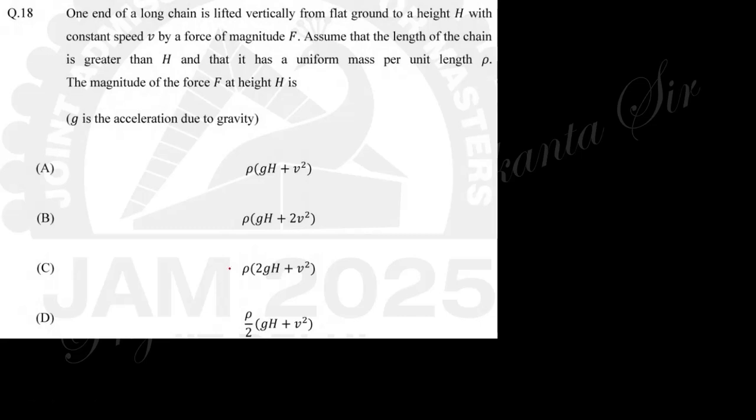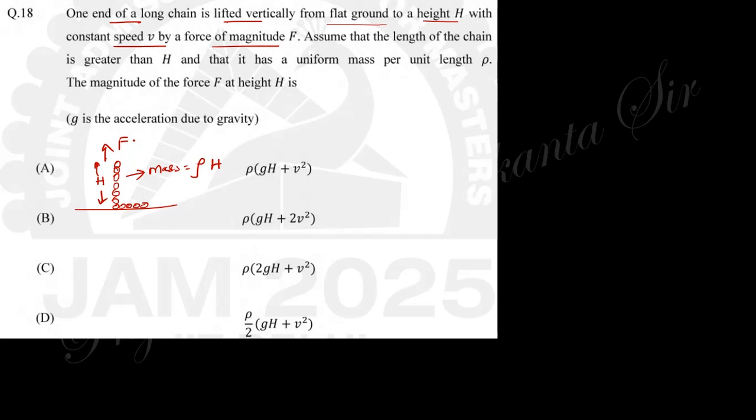Next question. One end of a long chain is lifted vertically from the ground to height h with constant speed v by a force of magnitude F. So suppose this is a chain, this is a continuum. So this vertical force is F and this height is h. Assume the length of the chain is greater than h and its uniform mass density is rho. So the mass of this portion will be density into height.